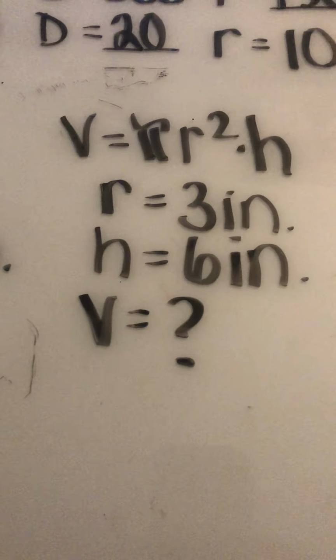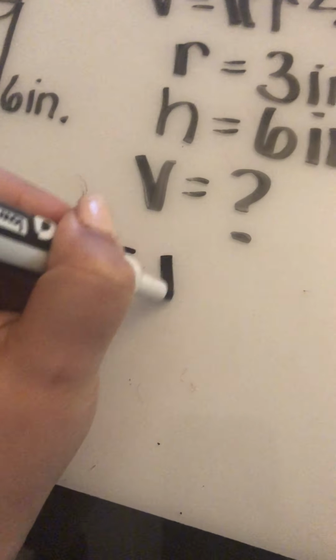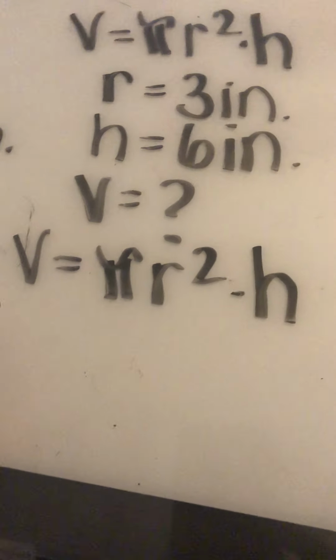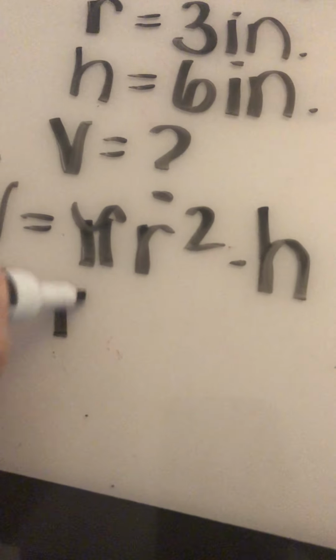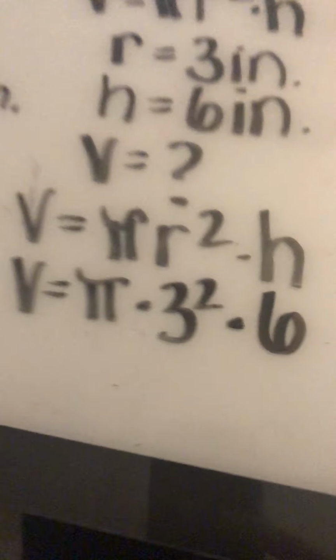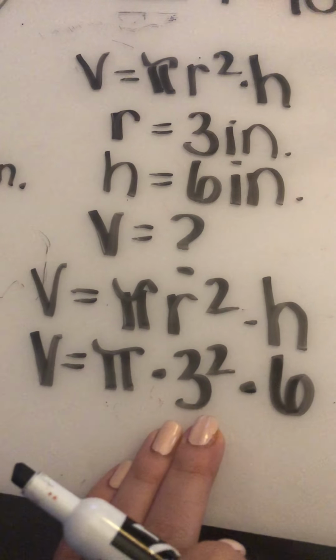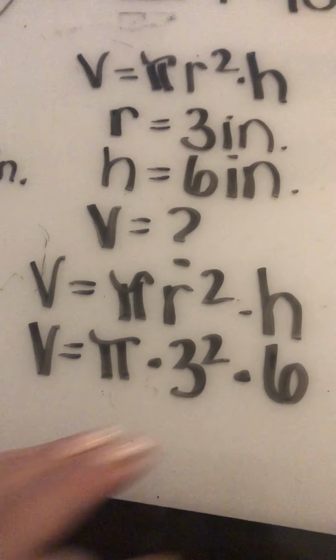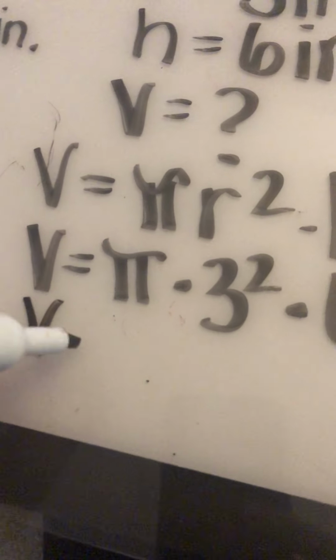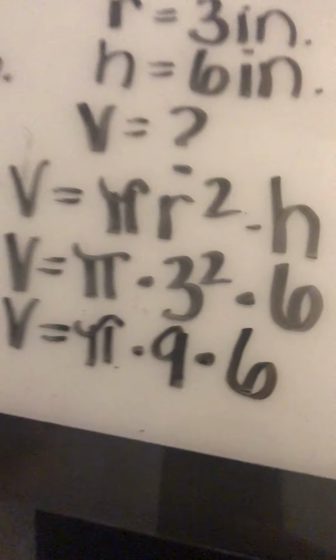Okay, so once you have all that information, you're just going to plug it into the formula. So I'll rewrite that here. V equals pi r squared times the height. We're going to plug in what we know. So V equals pi times our radius, 3 to the second power, times our height, which is 6. Now, order of operations, we know we have to do exponents first, so we're going to simplify that to begin with. So 3 to the second power would give us V equals pi times 9 times 6.